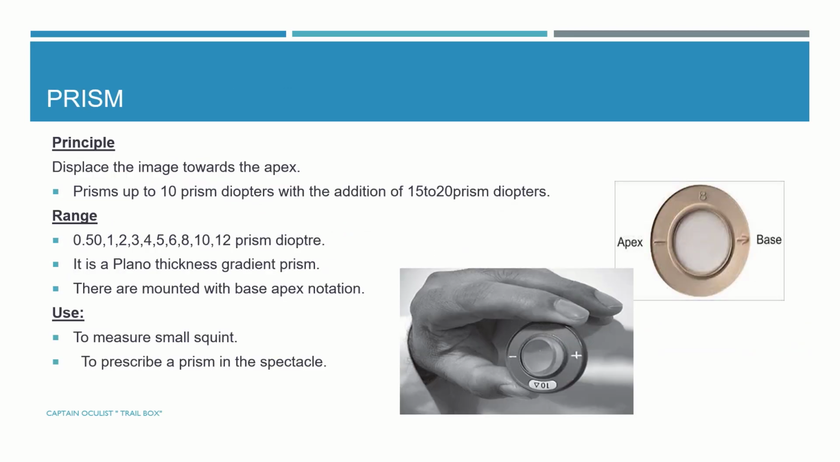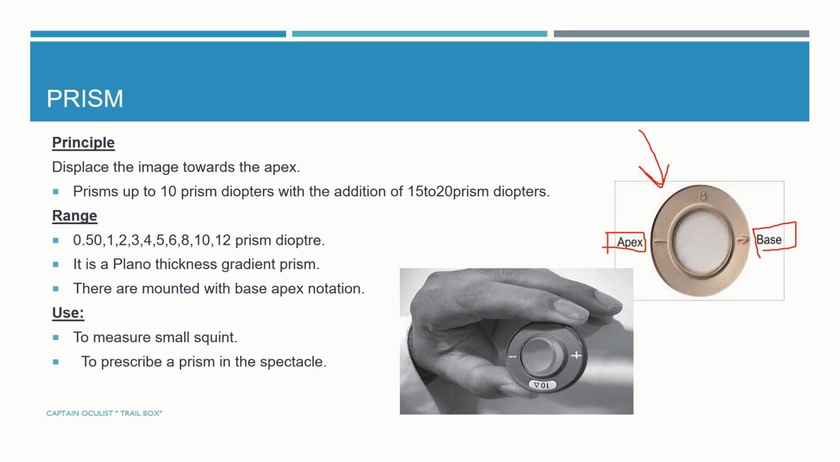Then we have prism. What is prism and what are the uses of prism? The prism is a portion of refractive medium bordered by two plane surfaces that are inclined at a finite angle. It has a thicker portion which is called the base. It has a tapering portion which is called the apex.